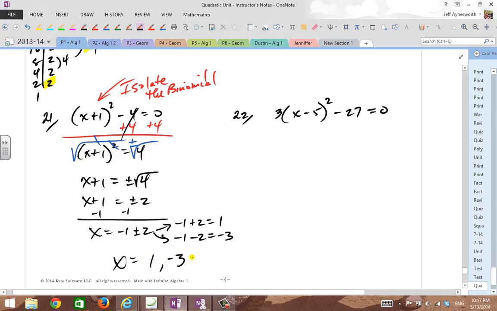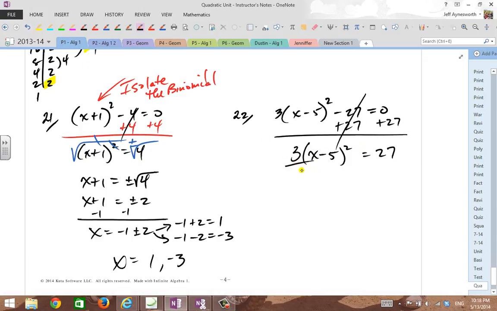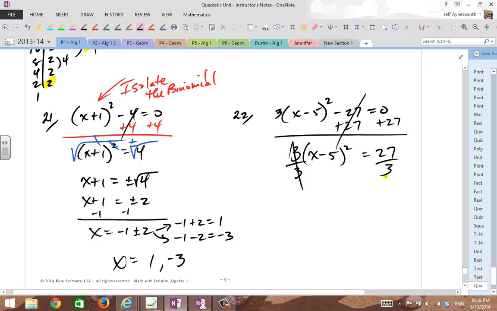On the next one here, it's pretty much the same. We've got to add the opposite here first and then divide by 3. So let's add the opposite first, as we always do in all of these equations here. And we get 3 times our binomial squared equals 27. I'm going to divide both sides by 3, not 9, sorry. We're going to divide by 3. I was thinking of the answer over here. And I get x minus 5 quantity squared is equal to 9.